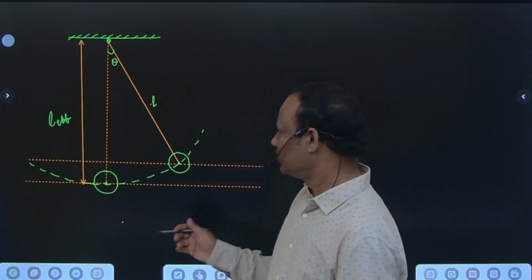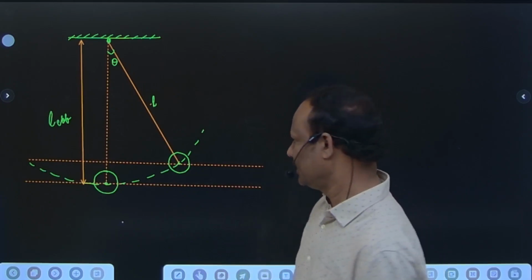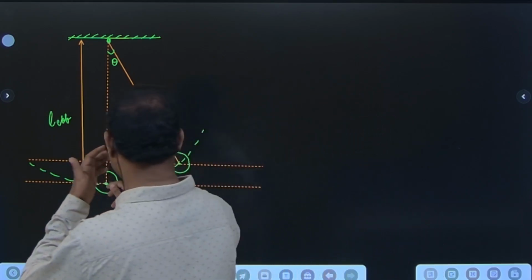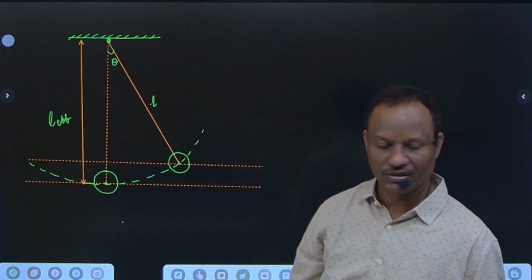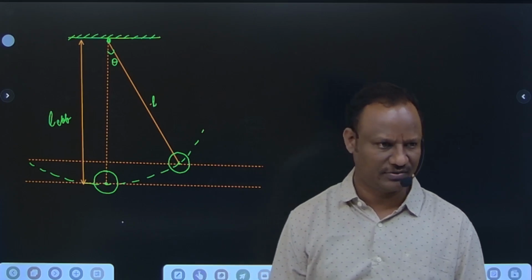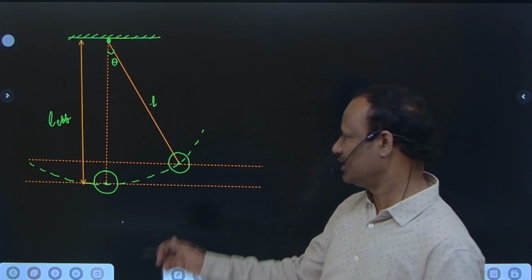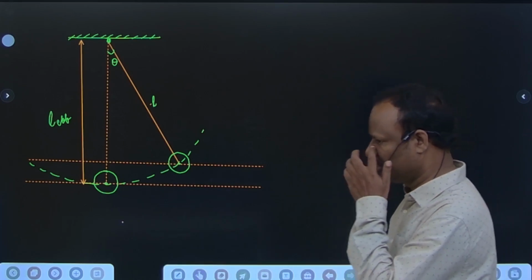Different types of questions will come in vertical circular motion. In vertical circular motion, if it has to complete one circle, what will be the minimum velocity? Under root of 5gr, as we are given. If it is less than that, what happens? Like this, you will get different types of questions.